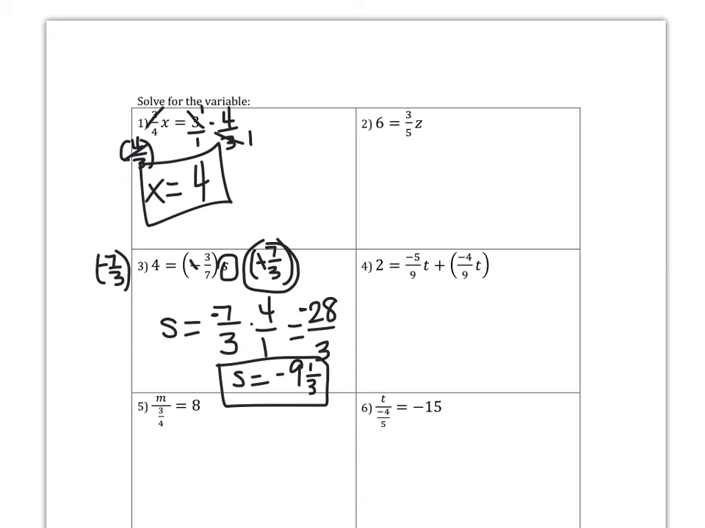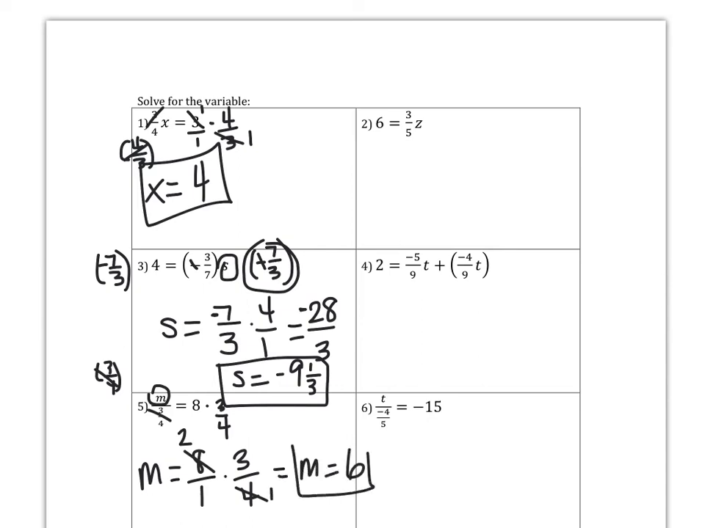Number 5, I am going to solve for my m. So it's being divided by 3/4, so if I multiply it by 3/4, then those will cancel out. Have to do the same to this side. So now I have m equals 8 over 1 times 3 over 4, cross reduce, and I get m equals 6.